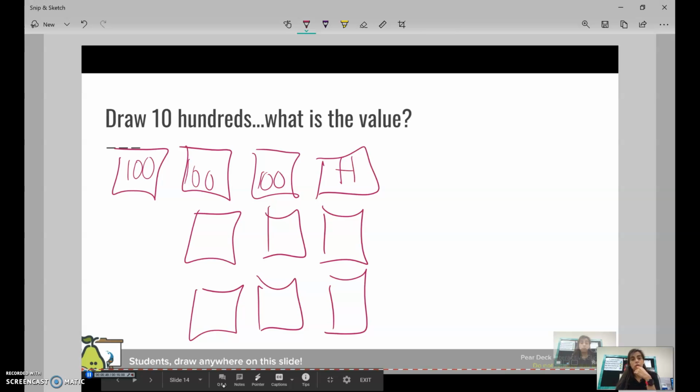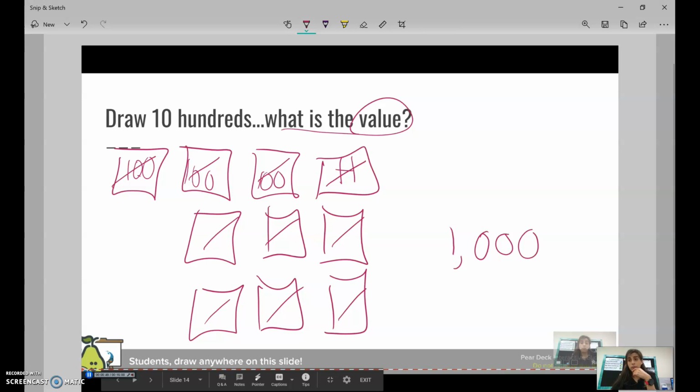Now I can count them. So what is the value? 100, 200, 300, 400, 500, 600, 700, 800, 900. And then I have to say 1,000. And that's the standard form. Okay. A little bit of Spanish in support, but not too much, since this lesson is in English and I don't want to confuse you.